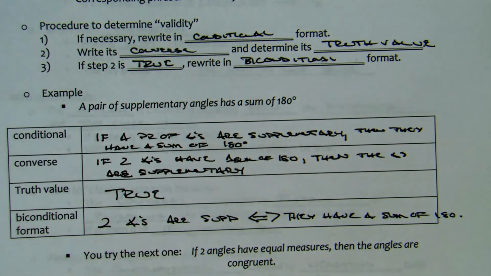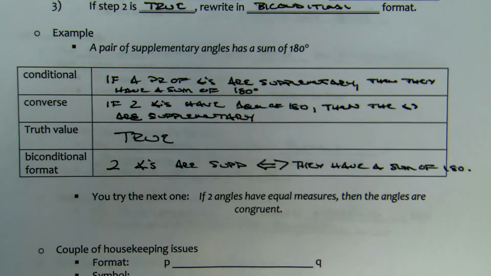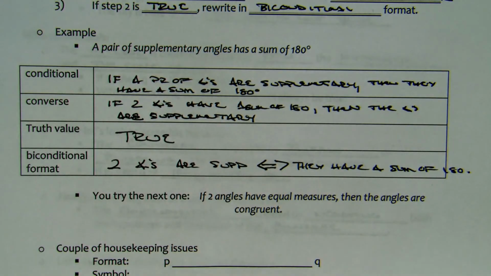All right, two angles are supplementary, if and only if they have a sum of 180. And because it's reversible, you could write it the other way too. Two angles have a sum of 180, if and only if they're supplementary. All right, now, if you can do it and visualize without writing everything down, it's fine.